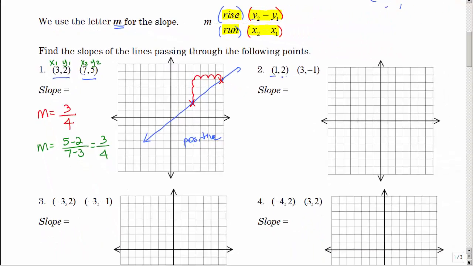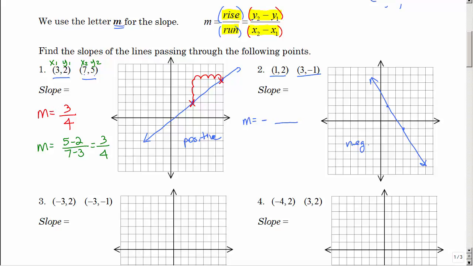Let's do it again. Let's plot the points and graph the line. Now what kind of slope is that? Remember, we're reading it from left to right, so we would be going downhill, so I know my slope is negative.